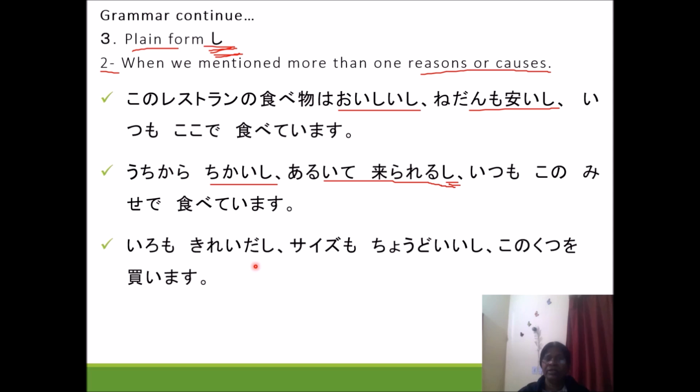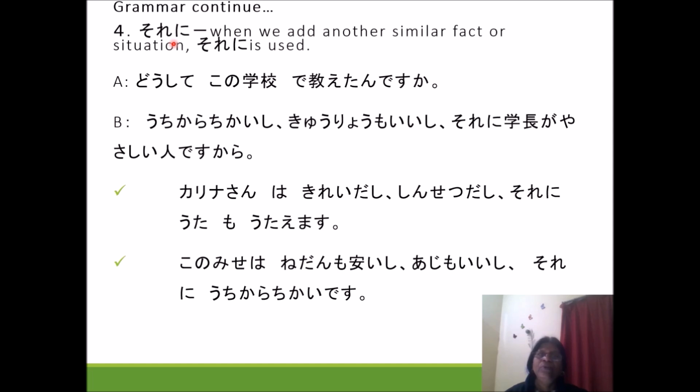Next. Iro mo kirei da shi, saizu mo choudo ii shi, kono kutsu o kaimasu. Iro, color. Kirei da shi, color is beautiful. Saizu mo choudo ii shi, the size is perfect. Kono kutsu o kaimasu. I buy this shoe. When we explain more than two views or points of the subject or topic of the sentence, and when we describe more than one reason, more than one cause in a sentence, we use this grammar form. Understood?